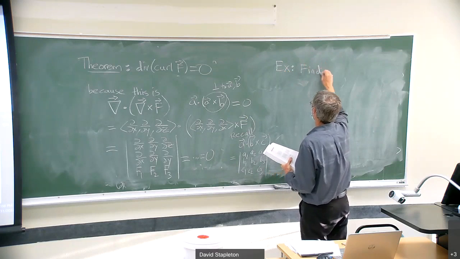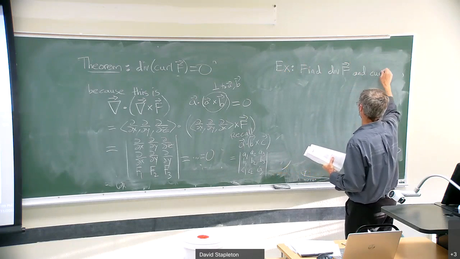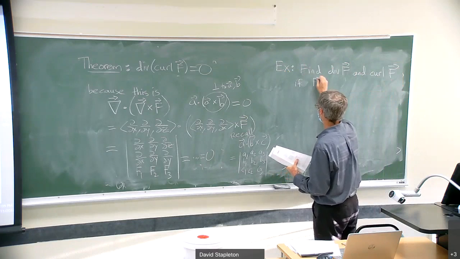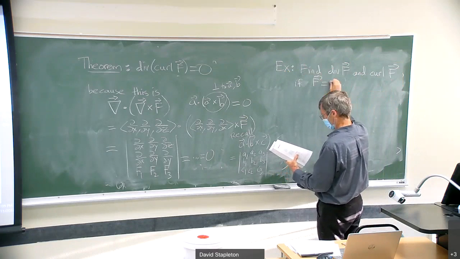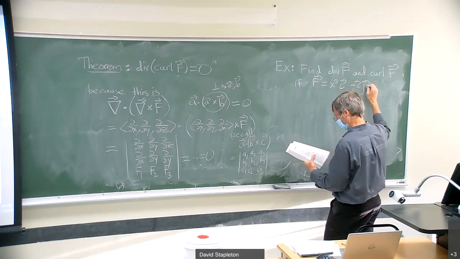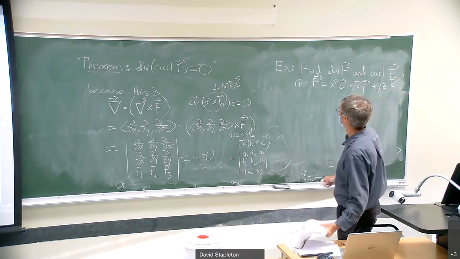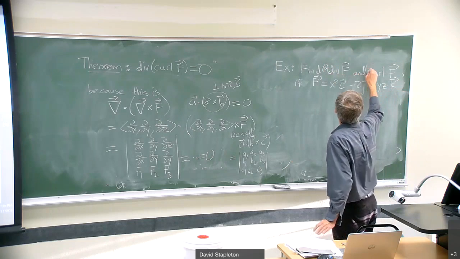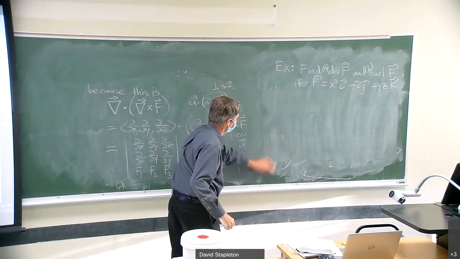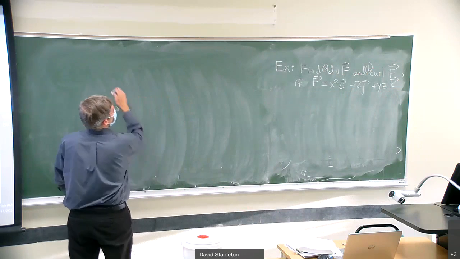Find the divergence of F and curl of F. This really illustrates it a lot better when you actually see it. If F is the vector field with components x squared i minus 2j plus y k. All right. So we'll call this A and call this B. What's the divergence? You compute it like this.